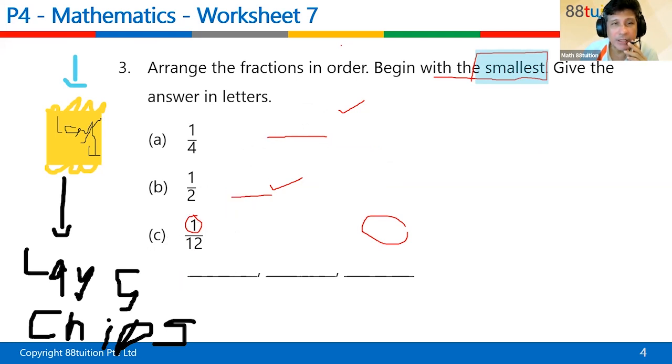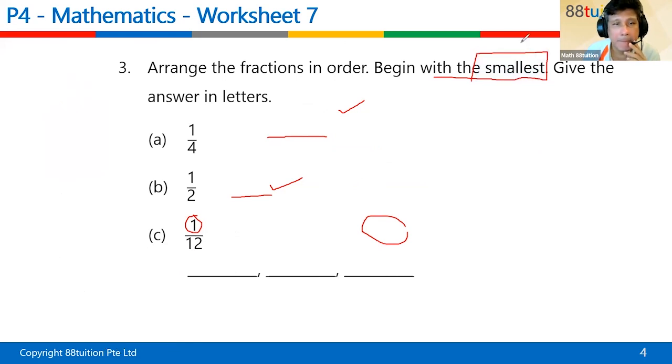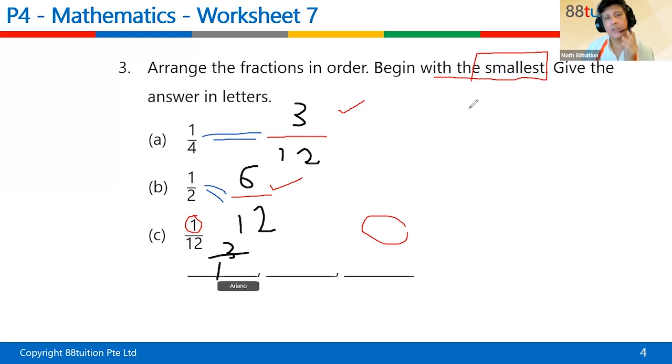Why did you clean everything? Oh, okay, you're rewriting. Okay, yes. 3 out of 12, that is 1/4. Yeah, that is 1/4. 6 out of 12, yes, that is your half. So all we need is to arrange them. Why is your 3 out of 12 the smallest?